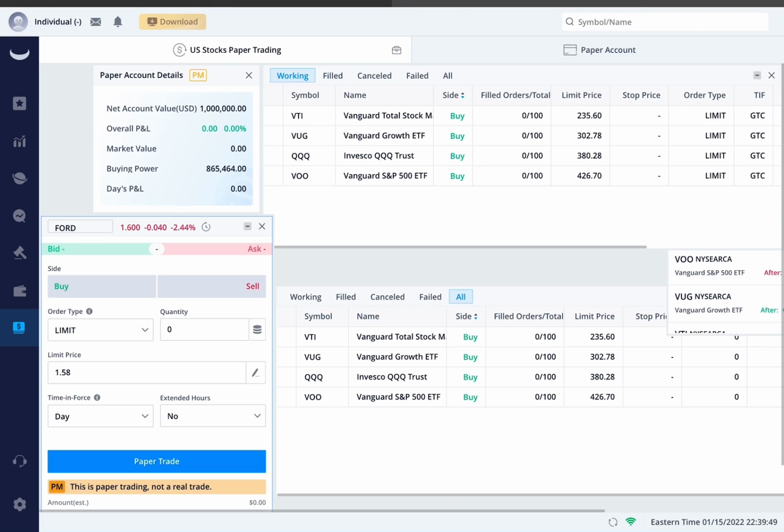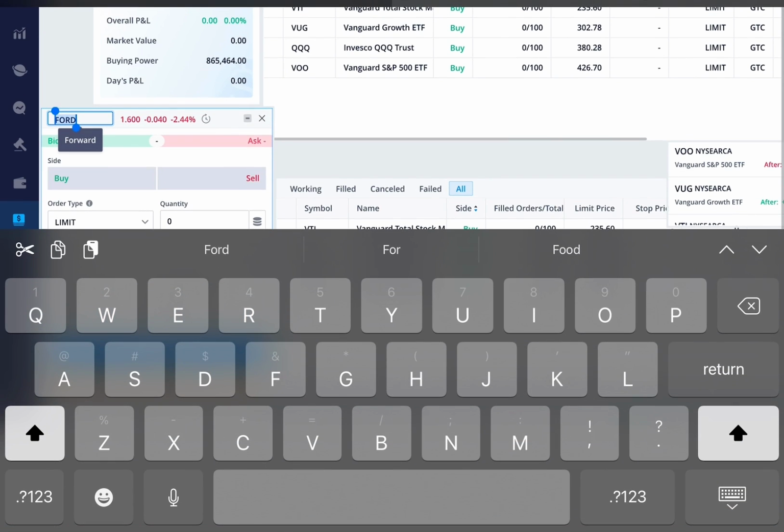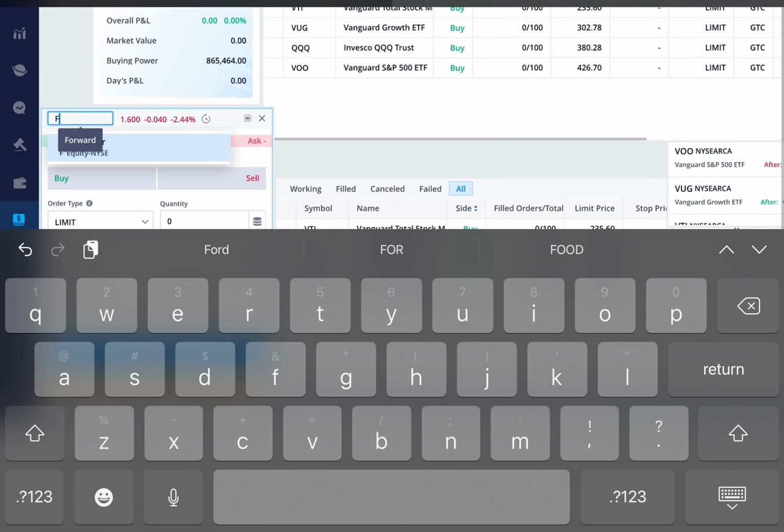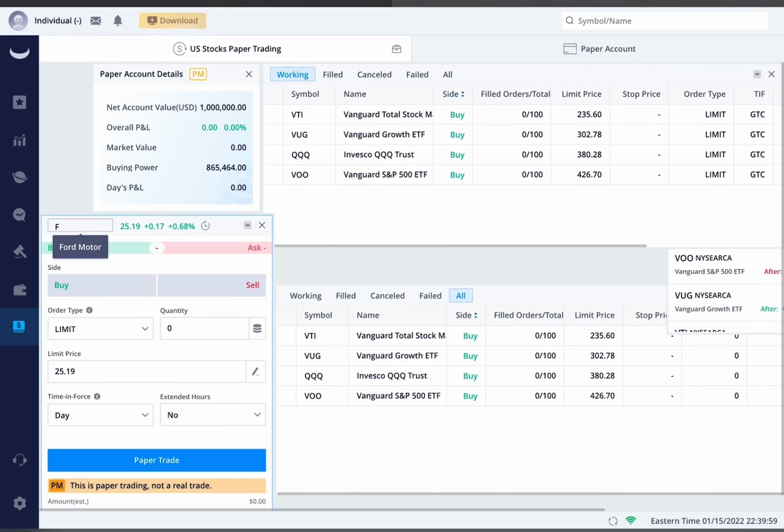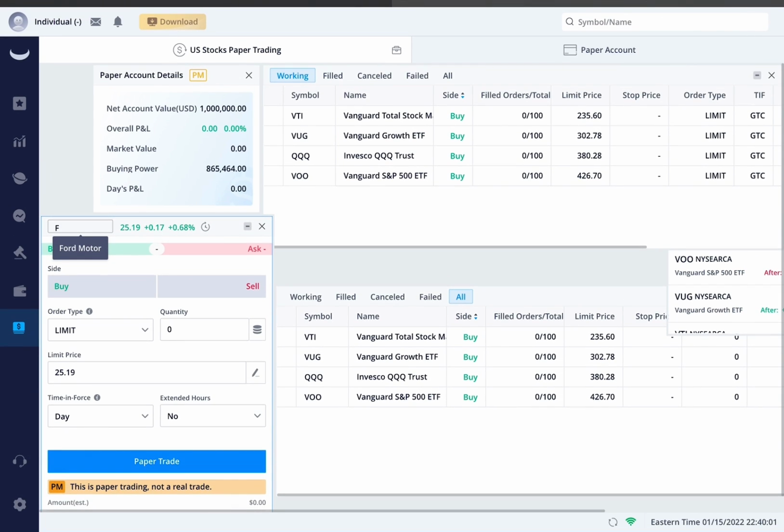Why isn't it showing up? Come on. I guess I just need to type in F. Go and just type in F and return. And there we go, Ford Motor.